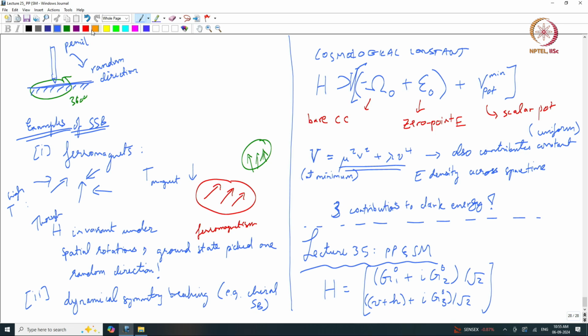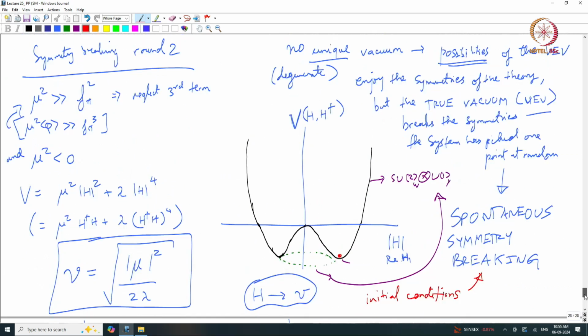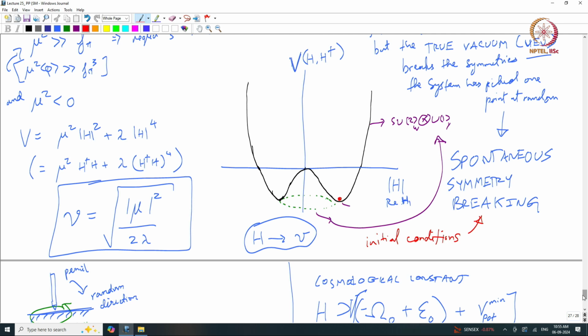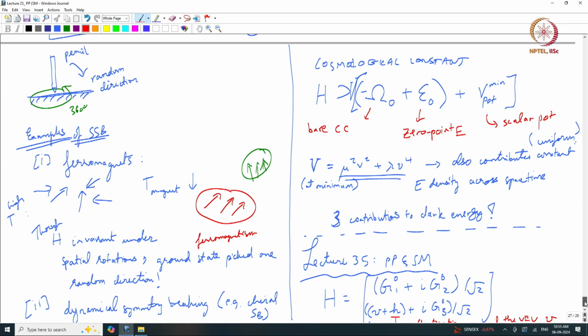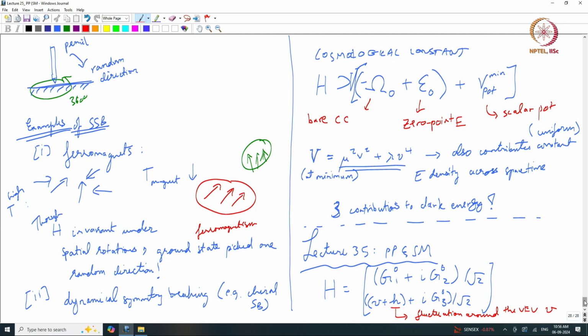Why am I doing this? Because I want this H field to be some fluctuation around the vacuum expectation value, which is V, okay. So, here V is the constant, whatever the minimum is, in this case what was it, mu squared over 2 lambda, right, under a square root. So, that is what V is, and H is a field, okay. So, there are still 4 fields here, right, okay.